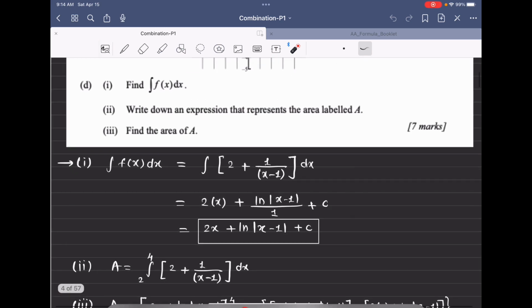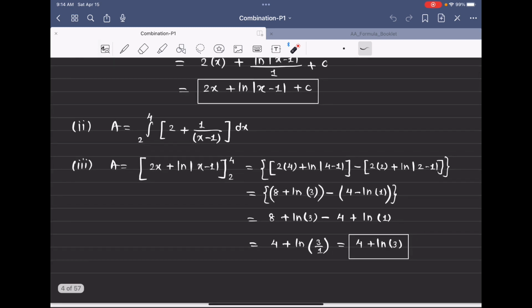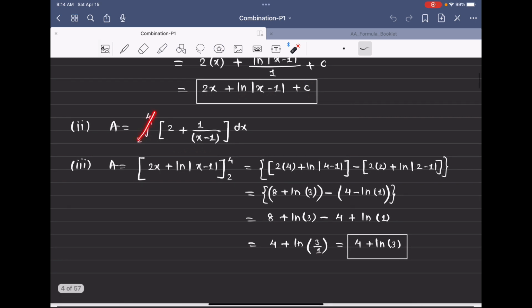Now third part, they said find the area of A. To find the area of A, do not solve this because we know the integration of this is 2x plus ln of x minus 1. Do not take C because this is a definite integration. When you take integration, do not show the integration sign, show the bracket. Write down the upper limit and lower limit behind the bracket.